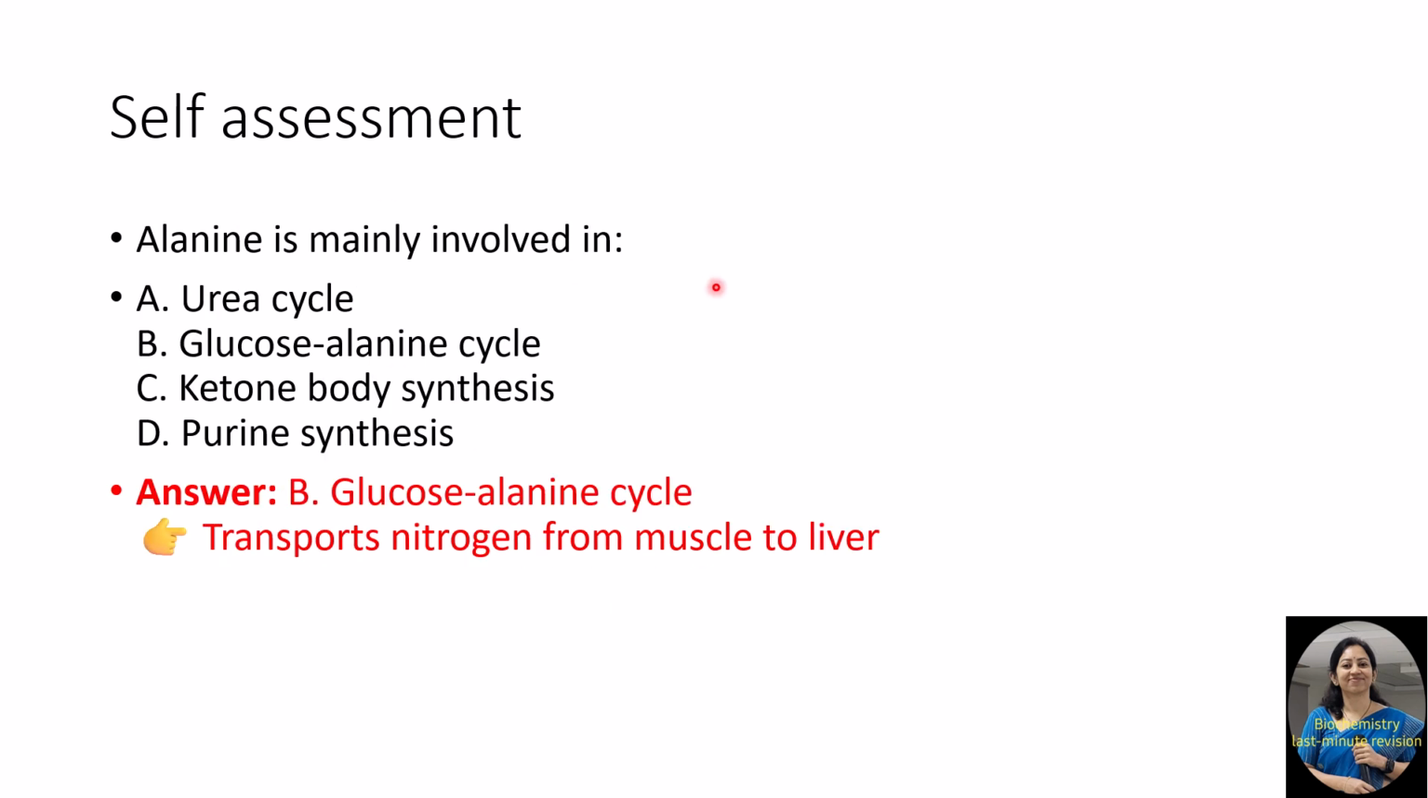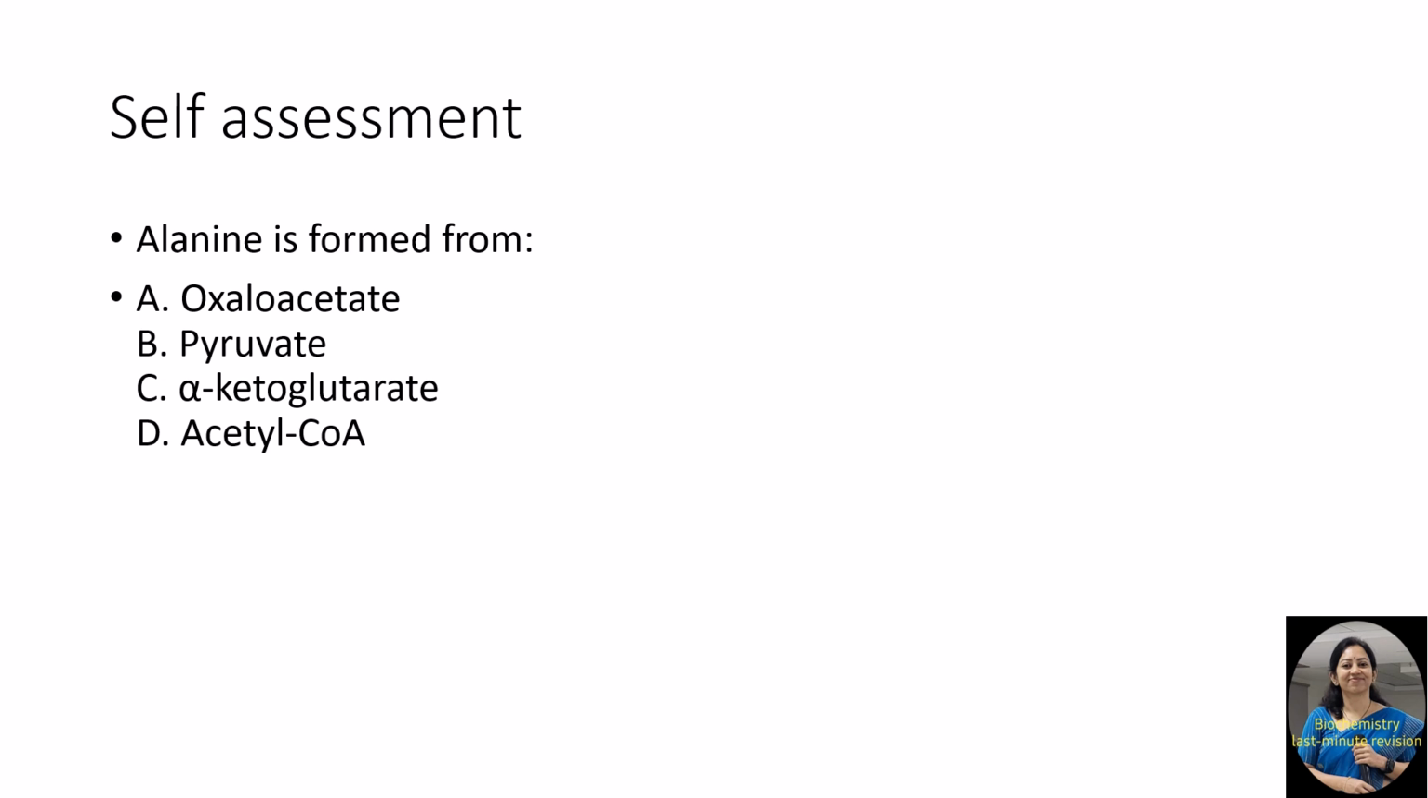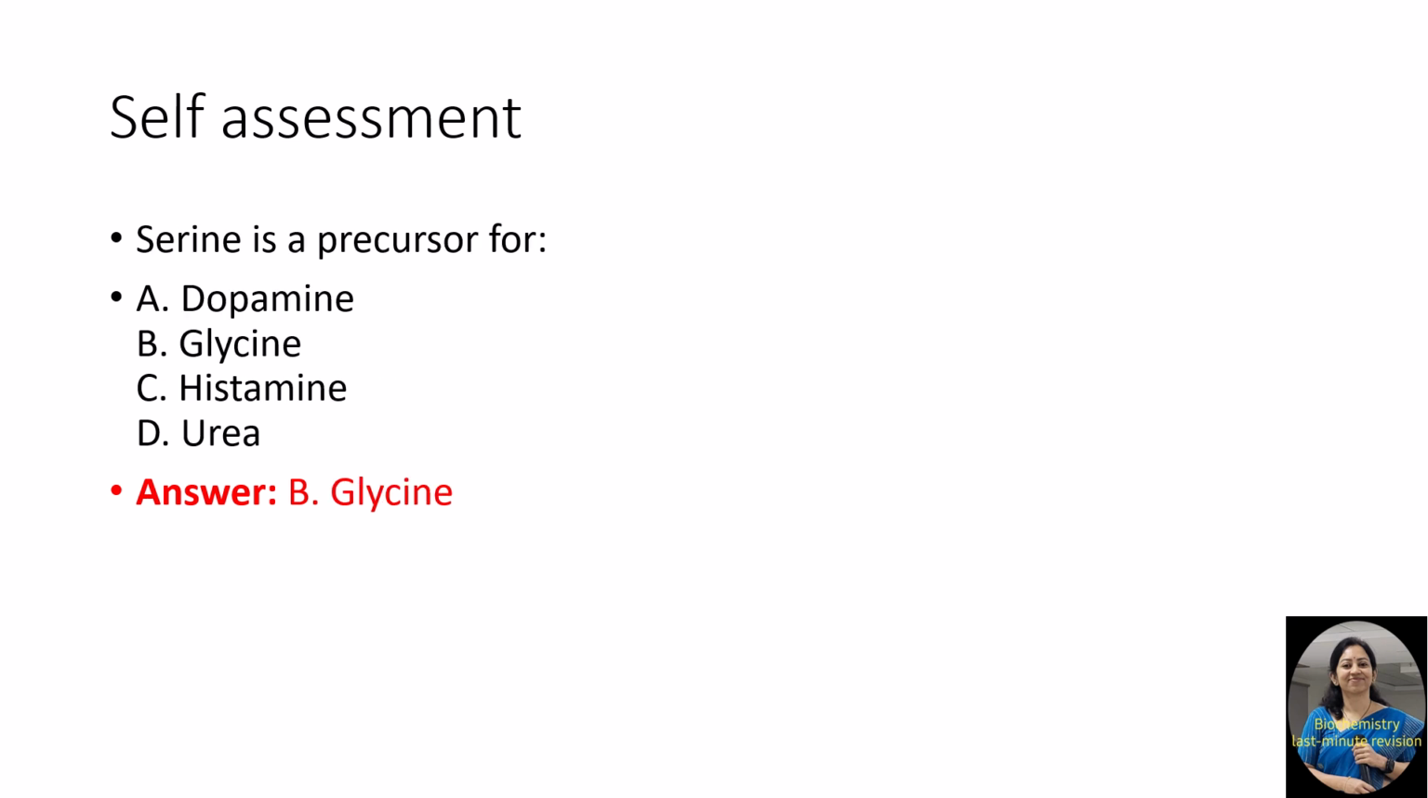Alanine is mainly involved in which option: urea cycle, glucose alanine cycle, ketone body synthesis, purine synthesis? The answer is glucose alanine cycle, which transports nitrogen from muscle to liver, and this gets converted to urea and excreted by the kidney. The other important role of the glucose alanine cycle is that it maintains the blood glucose during starvation. Alanine is formed from oxaloacetate, pyruvate, alpha ketoglutarate, acetyl CoA. Answer is serine is a precursor of glycine. So dopamine is from tyrosine, histamine is from histidine, urea from carbon dioxide and ammonia, and serine is from glycine.